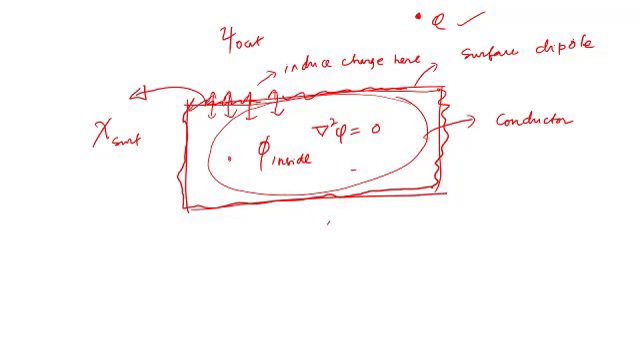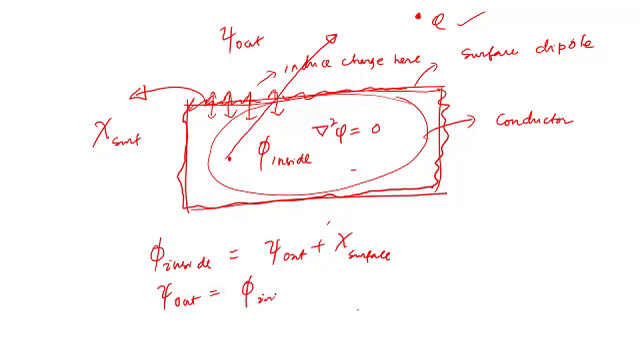If you're going from inside the conductor to outside, the electric field itself should be a continuous function, right? This can be proved very easily using Gauss's law. There should be no discontinuities. And that's what we use the boundary conditions for, to make sure that the electric field is continuous as you go from inside the conductor to outside the conductor. So because the electric field is continuous, what this means is that phi inside is equal to psi out plus chi surface, right? Or I can write psi out as phi inside minus chi surface.